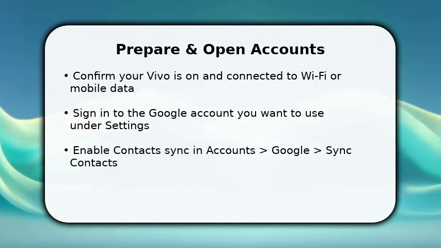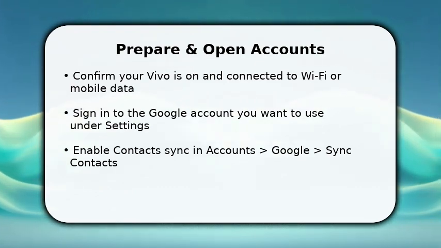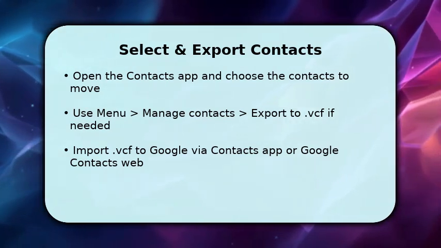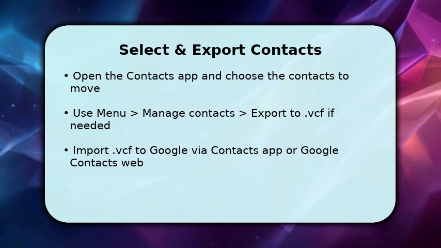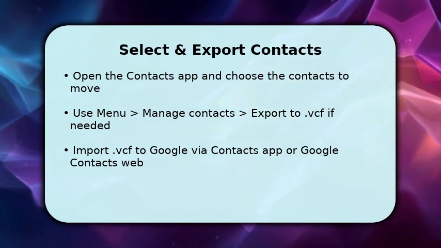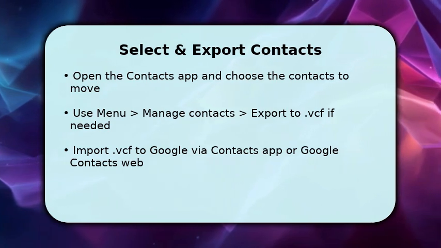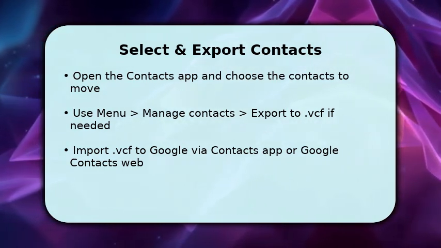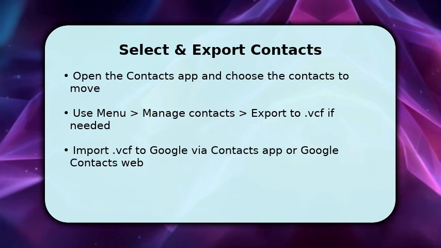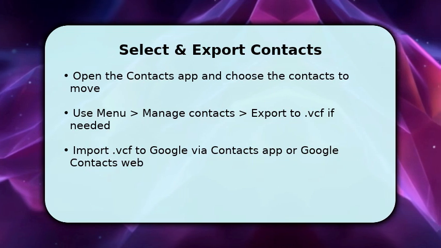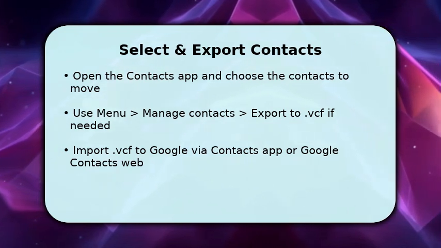You'll now transfer the actual contact entries. If contacts are local, open Contacts, tap to select multiple entries, or export all via Menu, Manage Contacts, Export to VCF. Once you have a VCF file, tap Menu, Import and choose the Google account as destination. If the Contacts app can import directly, pick your signed-in Google account. This makes sure each contact is associated with your account, so sync works.